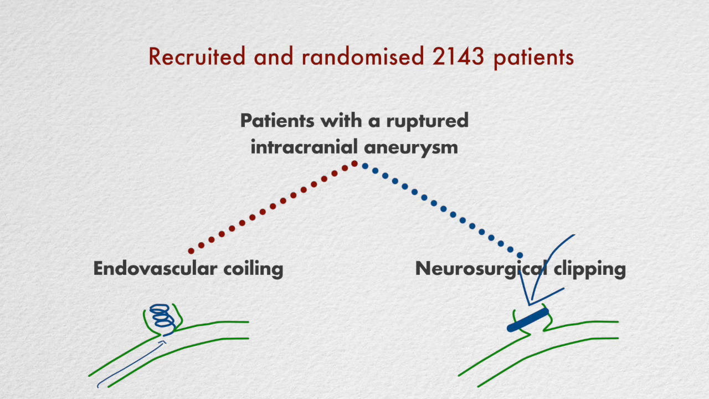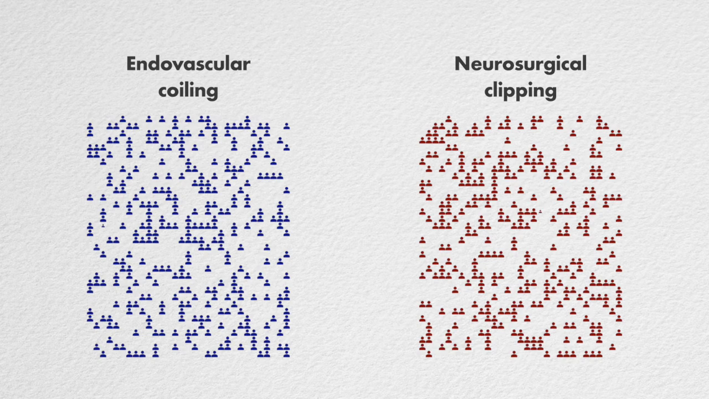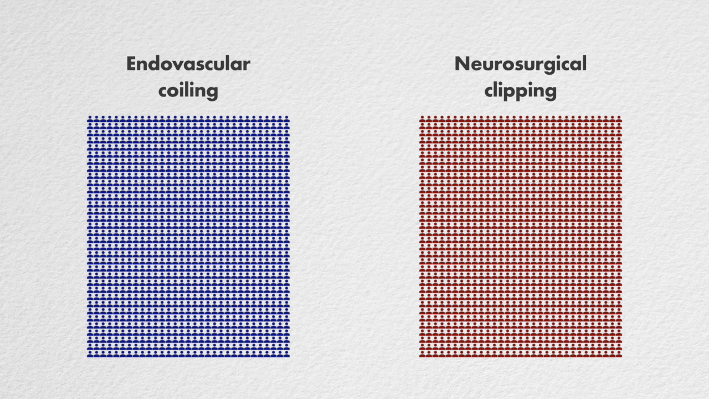2,143 patients joined the trial. 1,073 had endovascular coiling. 1,070 had neurosurgical clipping. And the key thing is, it's a randomized trial. People were randomly allocated to receive the coiling as the preferred option or the clipping. And in terms of collaboration, what you have to remember now is that these were two different approaches to managing this condition. The clipping is done by the neurosurgeons. The coiling is done by the neuroradiologists.